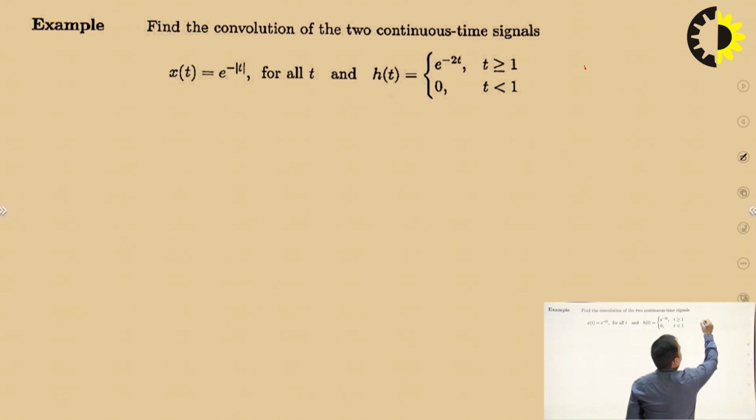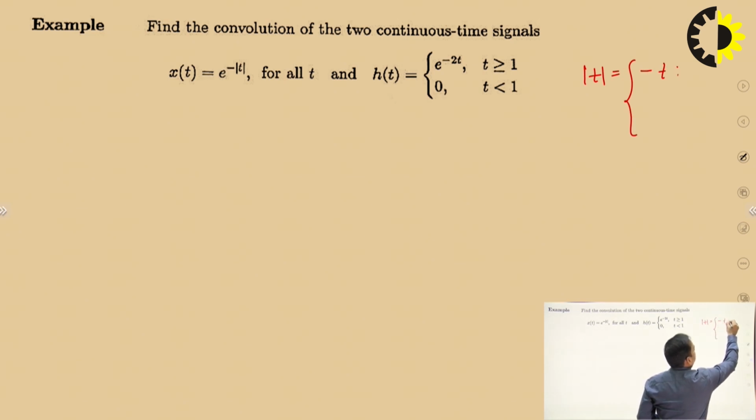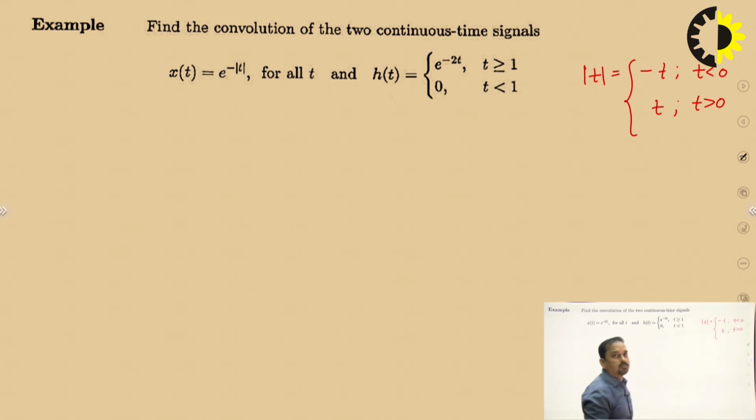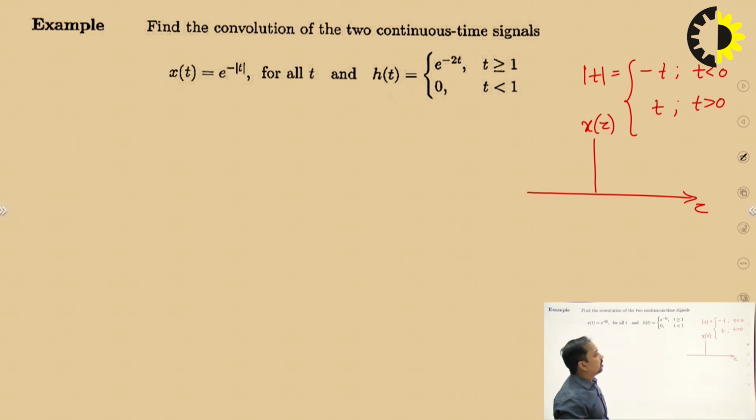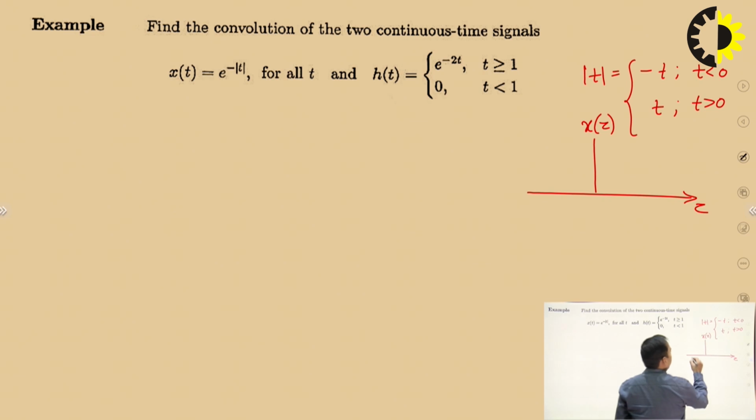Mod of t, by definition, is minus t for all t less than 0, and it behaves as positive t for t greater than 0, like this. If we want to draw x of tau, we have e raised to power minus t, and with the minus outside it becomes e raised to power plus t. Likewise, whenever tau is less than 1, we will have a curve like this.